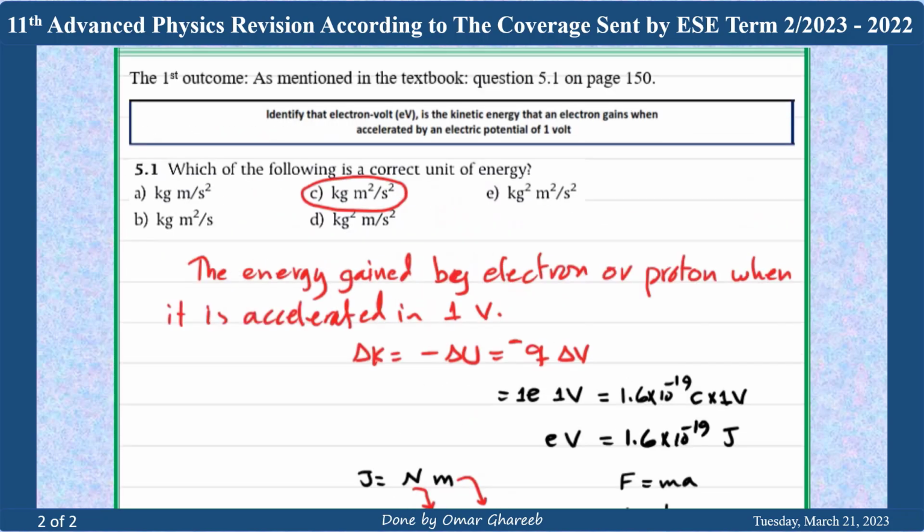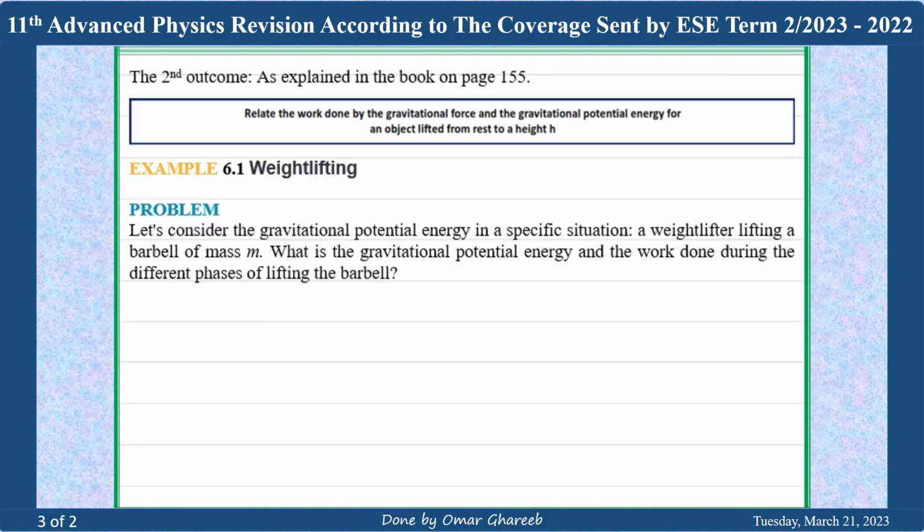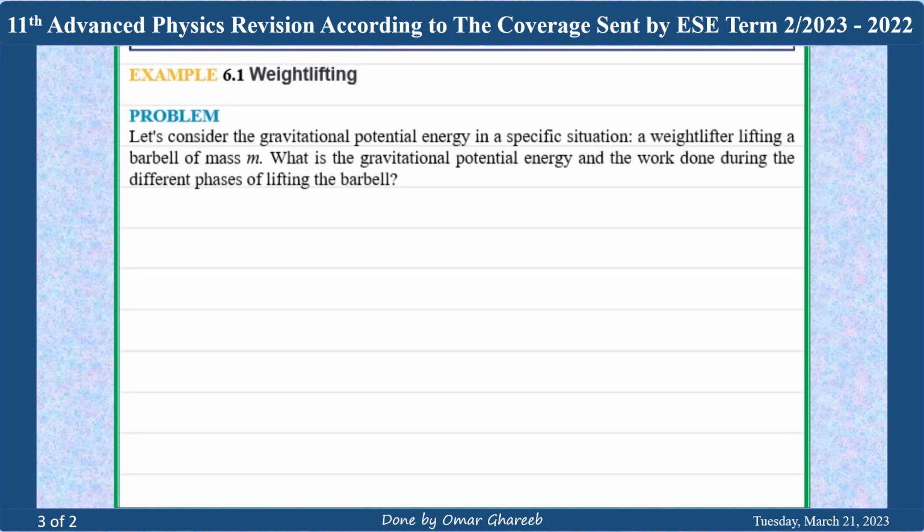Now let's go to the second outcome. This outcome is about relating the work done by the gravitational force and the gravitational potential energy for an object lifted from rest to a height of h. The thing is, the work done by the gravity is the force by the gravity times the distance d, then cosine theta. Now, Fg is the weight, so it is mg.